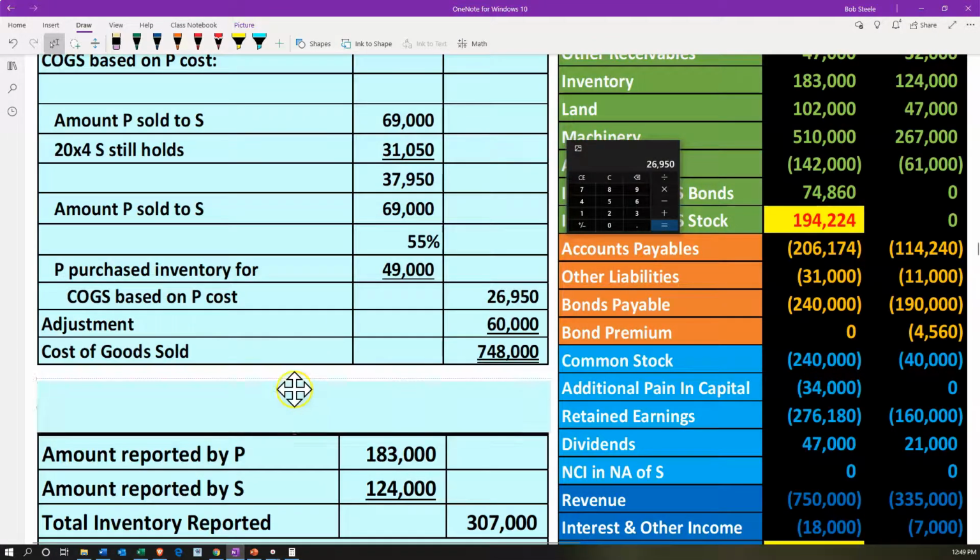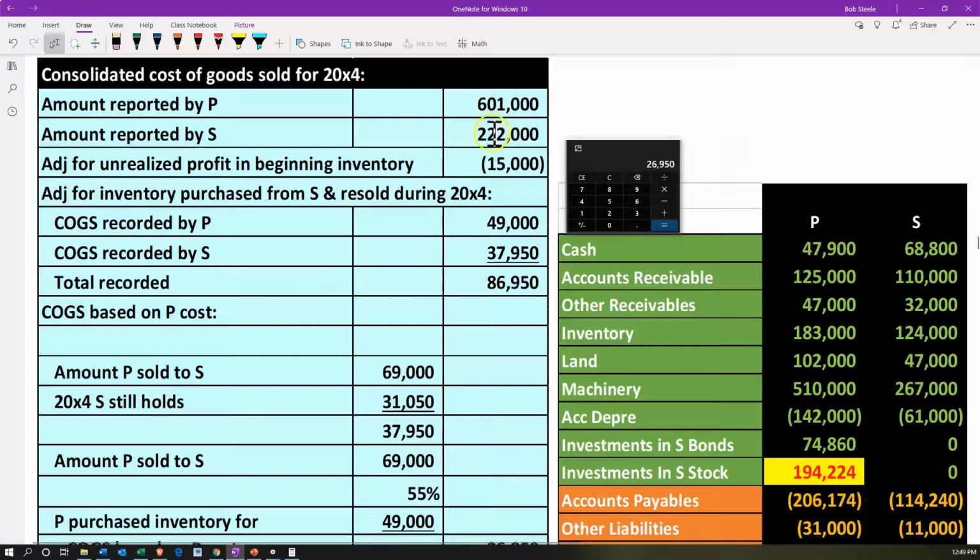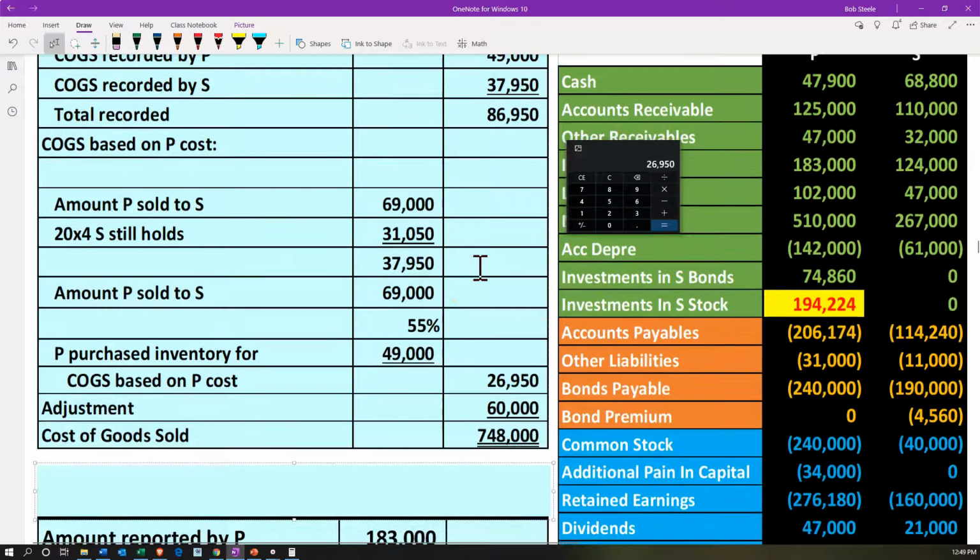So then we're going to say, okay, then our adjustment, what we're going to say is we've got the 601, the 222, and the 15, and then we're going to make our adjustments down here, which is going to be the 49,000 and the 37,950 are basically the amounts that we're going to remove because they're not at the proper basis or cost units that we need, and then we're going to put them back on the books for the amount that they should be on the books for, which is the 26,950. In other words, if we take the 86,950 minus the 26,950, we're going to get this $60,000 adjustment.